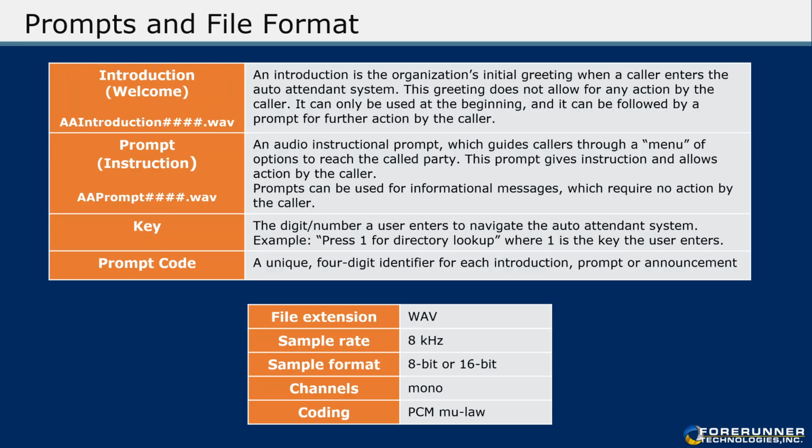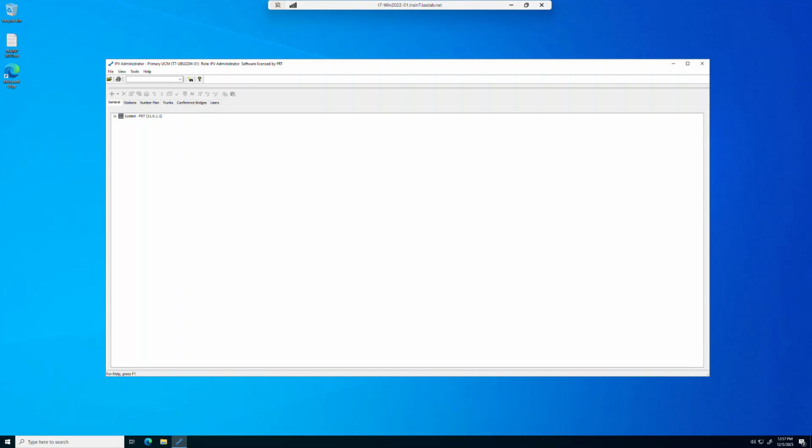Okay, so let's implement this example. We'll go to the IFV administrator. We'll go to the general tab. We open up the plus sign to open up my different options. And first we need to create the prompts. So the prompts are created in the section called Auto Attendant Prompts.